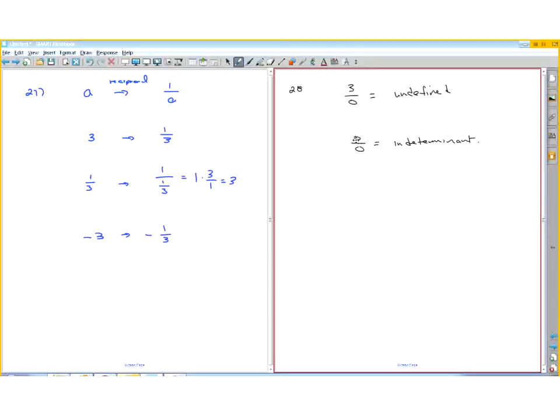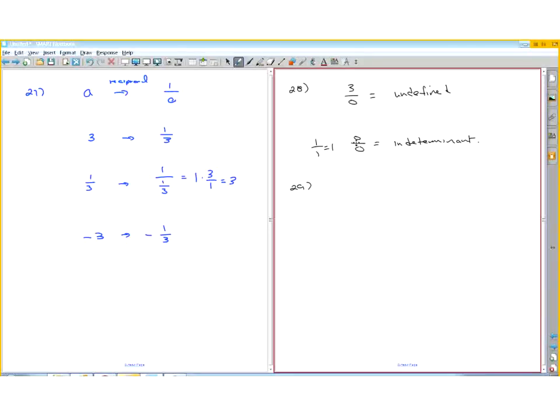Now 0 divided by 0, if you had 1 divided by 1, you'd say it's 1, but 0 divided by 0 is not equal to 1. It all depends upon how you get to that 0. That's not really something that we can talk about in this class.